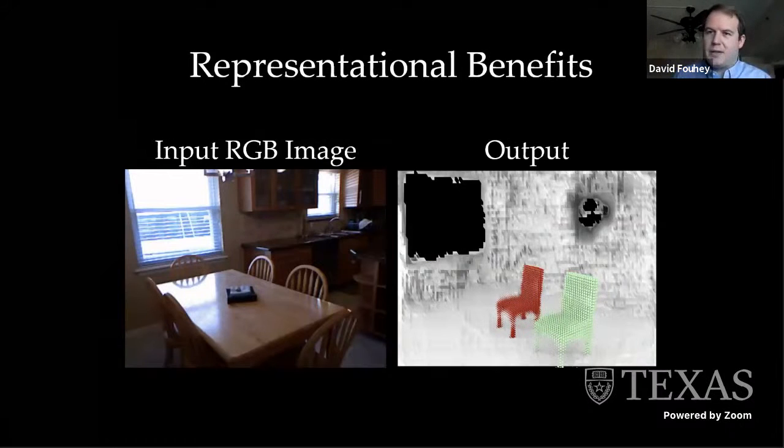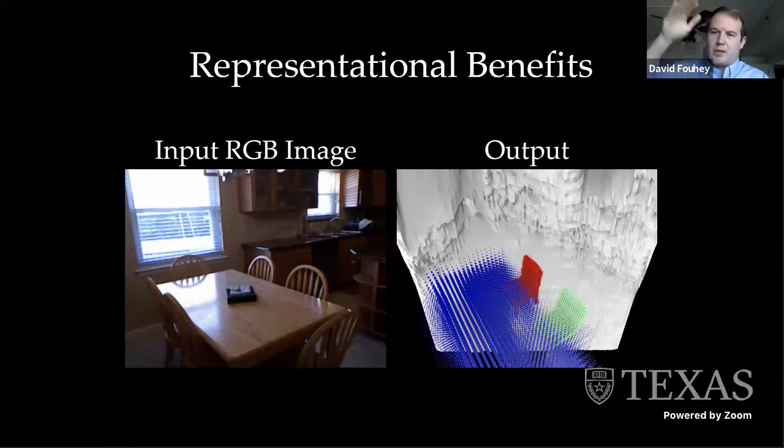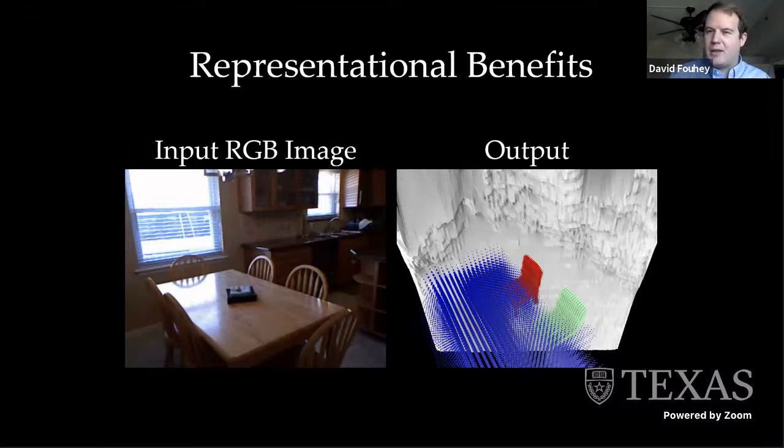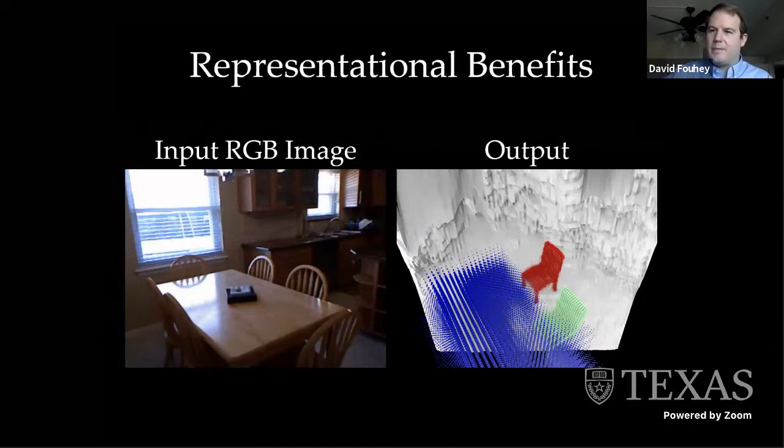Delete the table, totally fine. And this is just a manipulation of the representation you get. You can render it from another view, and so you look at it from above. And if you say, hey, I want to move the chair out, you don't actually have to change the voxels. You just have to change where the voxels are located.